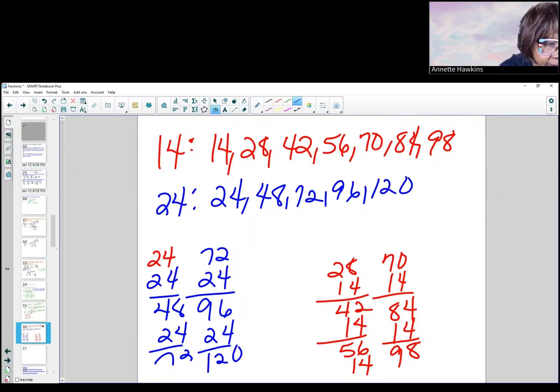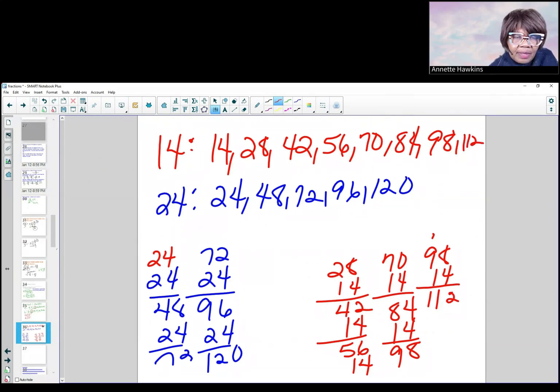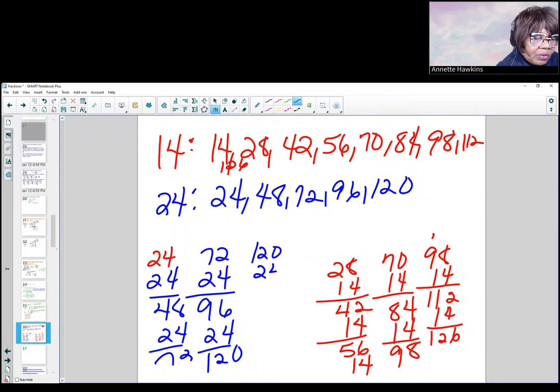All right, so I need to add some more to the 14. So you can see this is getting big. Okay, so I need to go back to my 14. So this is 98, and I add 14, that's 112. I need to kind of get up to 120. So let's add 14 again. That's 126. All right, it seems like it's getting bigger. So 120, and I add 24, 144.